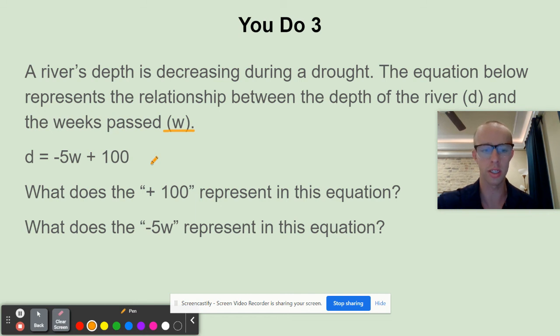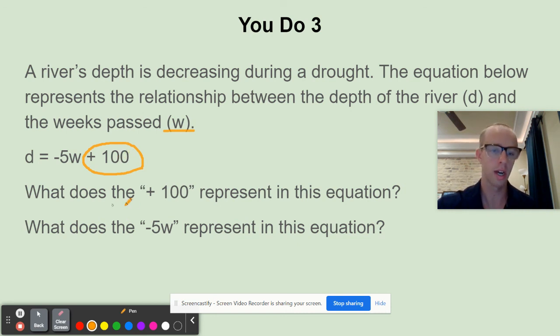Please only watch this part if you already tried the Udoo on your own. You will not learn if you simply copy down what I write. Your brain learns the most when you try, you struggle through something. All right, so the first part says, what does the plus 100 represent in this equation? Well, we can see here that the plus 100 is in the beginning position of B, right? And no matter how many weeks he's worked, he has $100. Or sorry, not $100. This is not about money. No matter how many weeks have gone by, the height of this river would have been 100 to start.